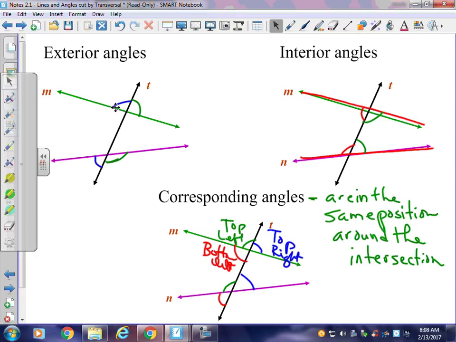And last but not least, if I want to talk about the bottom right position, then I would be talking about this one down here. So in each pair, one's outside and one's inside. You have to look at it in terms of it being located in the same position around the intersection, because it's not that both are outside or both are inside. It's one of each.